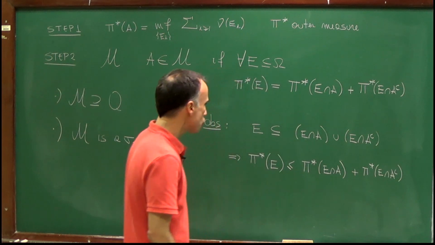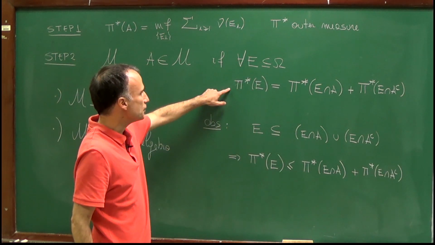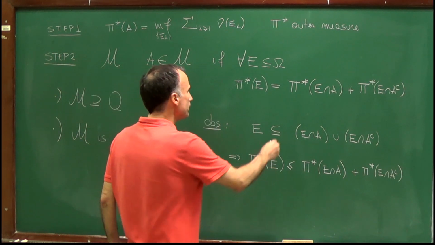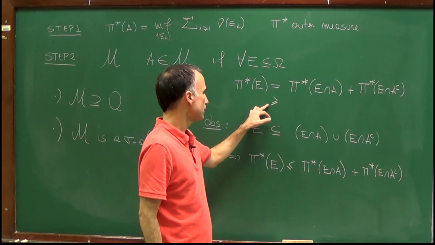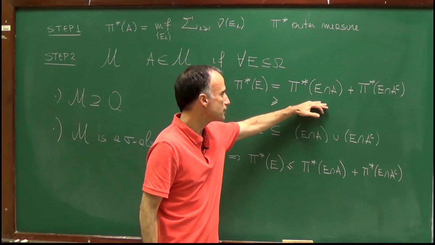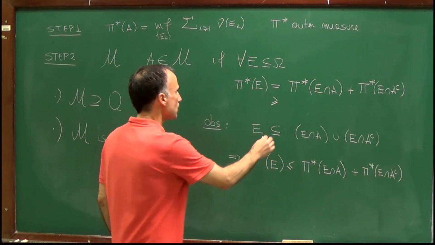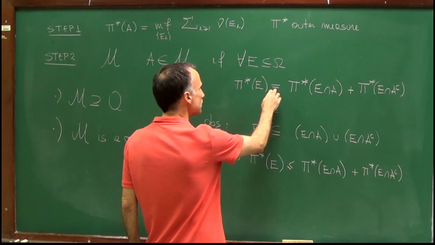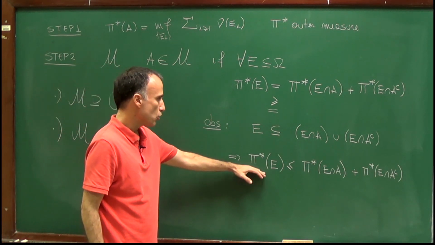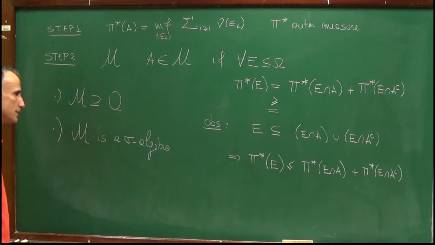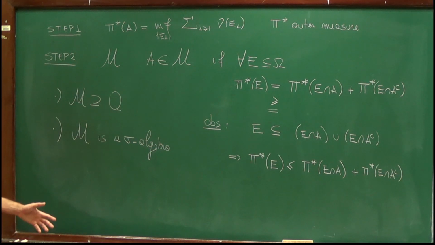Right? So, in order to prove this identity, we only need to check that P star of E is greater than or equal to the sum. So this is what we'll need to check always, because the reversed inequality holds always for any set A and E.